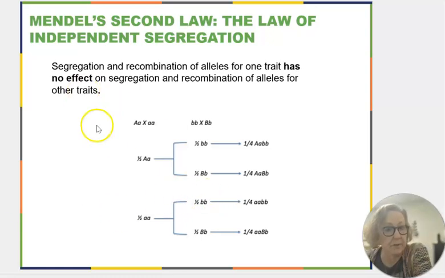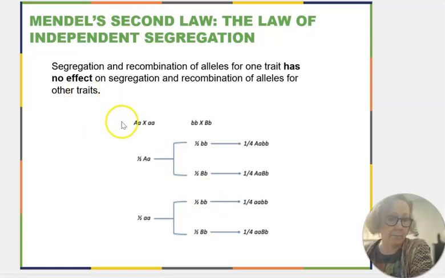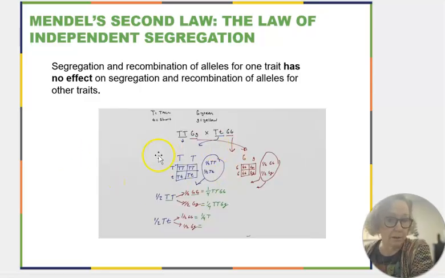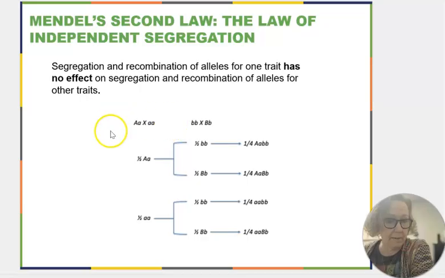Let's do it again. Let's use big A, little a, and B's. If you do a Punnett square, you know that this is going to be 50-50, right? Let's go back up here. Instead of T's, we've got A's. It's going to be 50-50. Okay, so let's look at the 50-50.